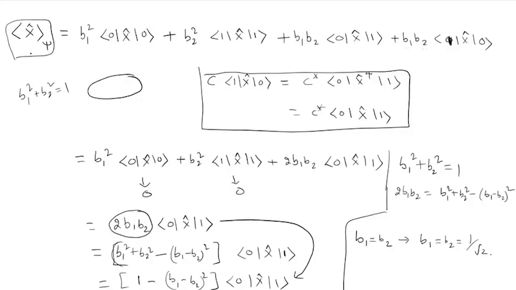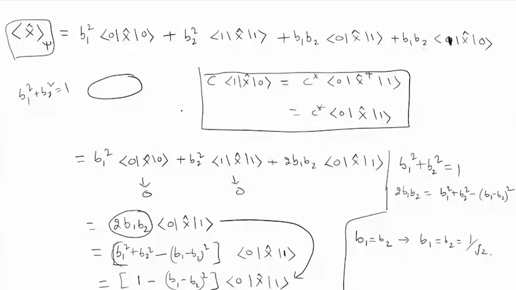Sir, why isn't it B1 star B1 in place of B1 square? In the problem, it's written that B1, B2 are real constants. Okay, Sir, that's why. Otherwise, you're right. There would have to be complex numbers.